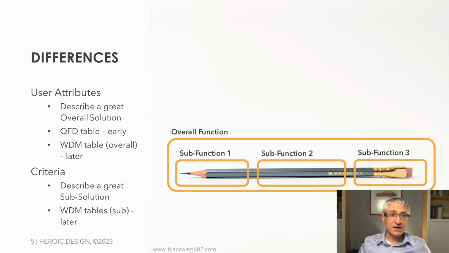Now, the differences between user attributes versus criteria. They both describe a great solution, but when we're talking about user attributes, we're usually talking about the overall solution. And when we're talking about criteria, we're talking about the sub-solutions. User attributes go in the quality function deployment table, which is early in the process. But they also show up later in brainstorming when we're deciding between overall solutions. Criteria show up in the weighted distribution matrix tables, which are later in the process during brainstorming.